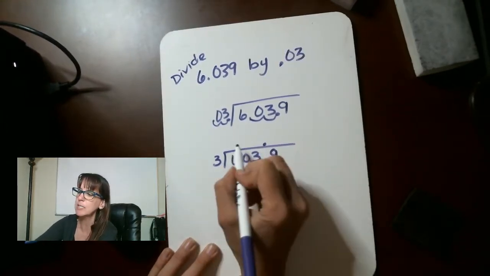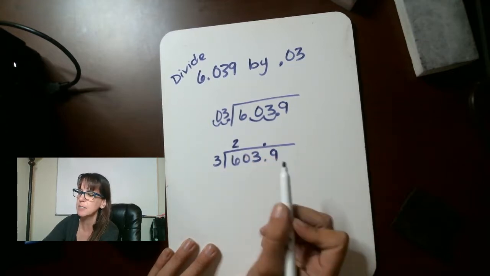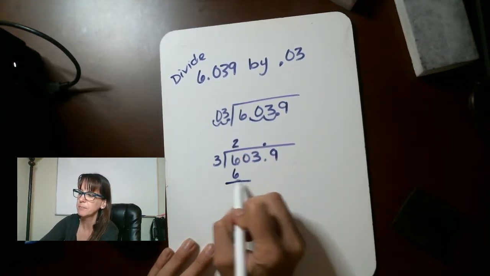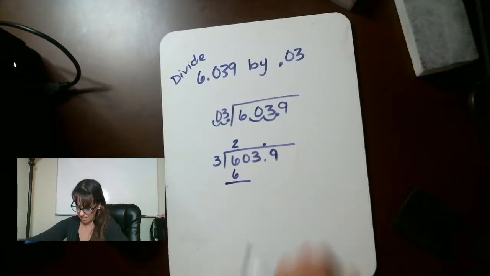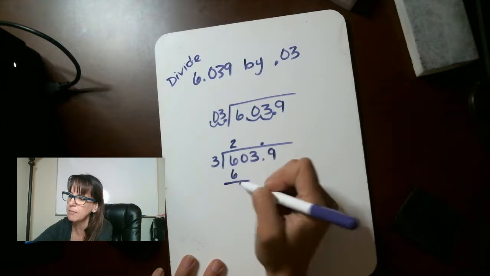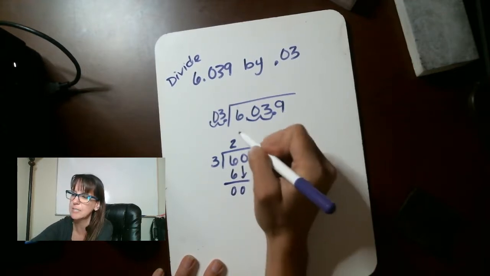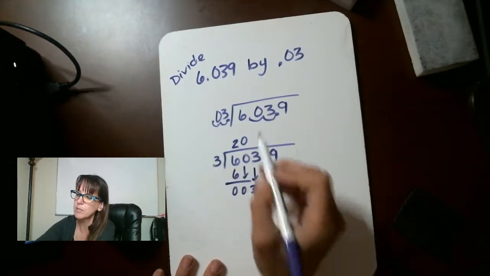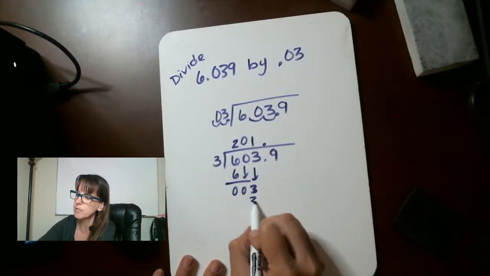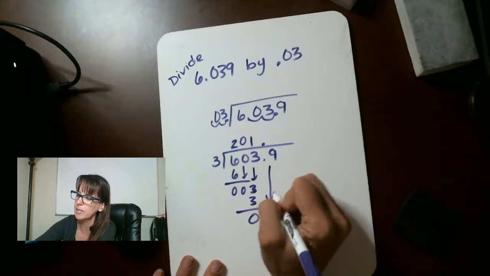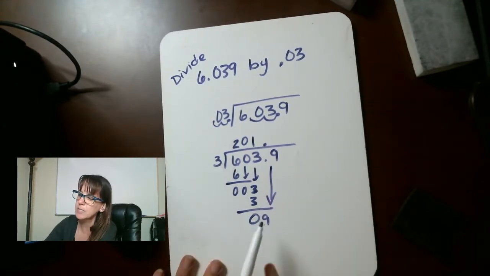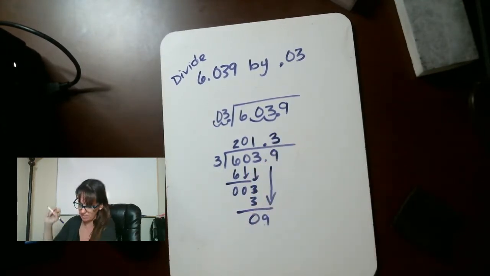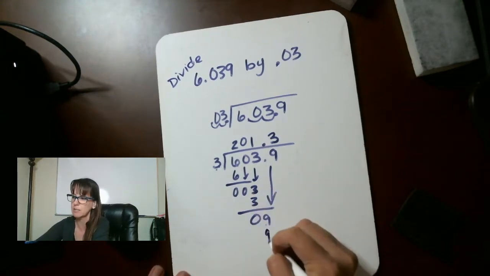How many times does 3 go into 6 without going over? 2 times. 2 times 3 is 6. Good, and then we have 0, we bring down a 0, we get a 0 here. And then go ahead and just bring down the 3. 3 goes in 1 time, 1 times 3 is 3, bam, 0, bring down the 9. 3 goes into 9 3 times. There is your answer. Because 3 times 3 is 9, and we get 0, right?